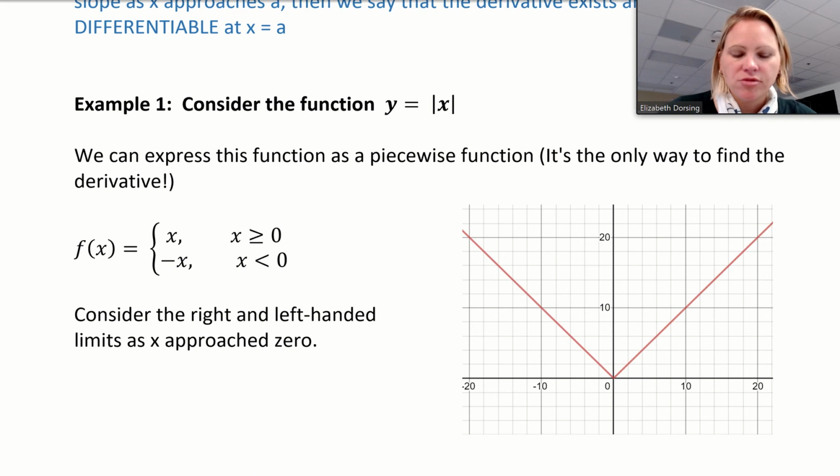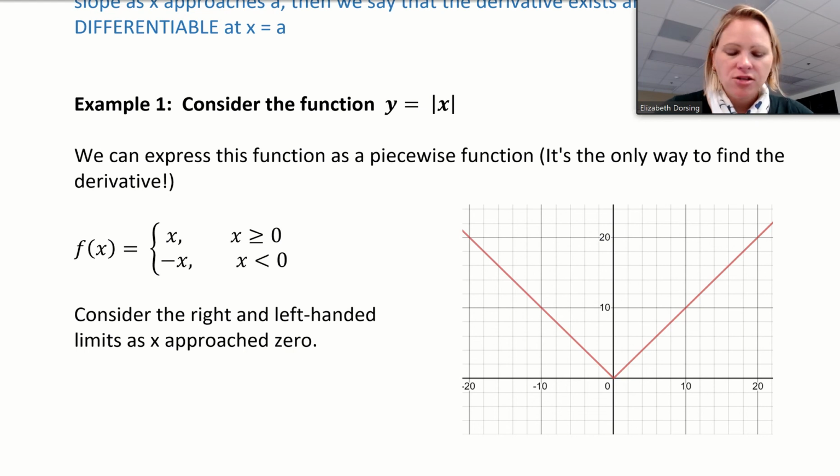So let's consider the absolute value. We've said before that the absolute value of x can be expressed as a piecewise function, where f of x is x for all positive values of x and 0. So it's just itself, right? The absolute value of 3 is just 3. So f of x is just the x value as long as x is positive or 0. But it's the opposite of x for anything that's negative. So if x is negative 3, the absolute value of negative 3 is the opposite of the x value, positive 3. So here's my absolute value function.